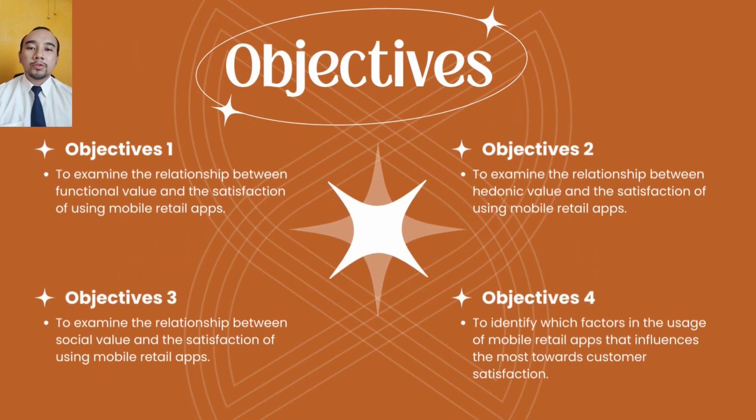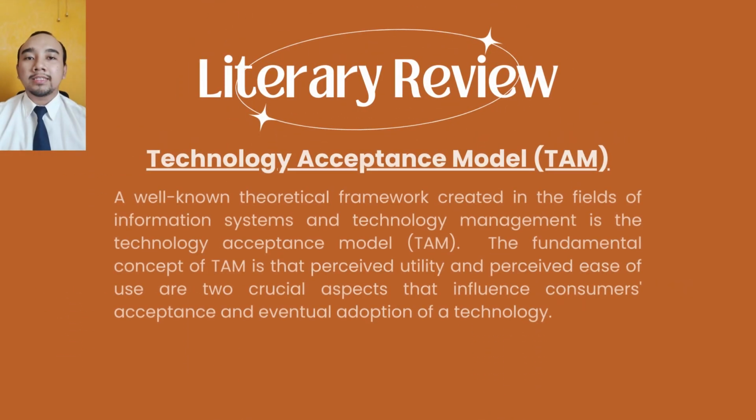Now we proceed to the objectives of my project. So there are 4 objectives. The first one is to determine the relationship between functional value and customer satisfaction. The second objective is to examine the relationship between hedonic value and customer satisfaction in using mobile retail apps. The third one is to observe the relationship between social value and customer satisfaction in using mobile retail apps. And finally, the fourth objective is to identify which factors in the usage of mobile retail apps influence customer satisfaction the most.